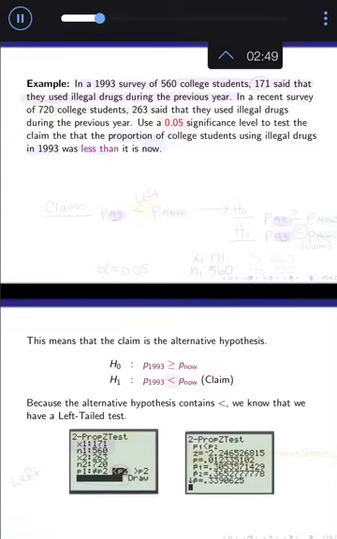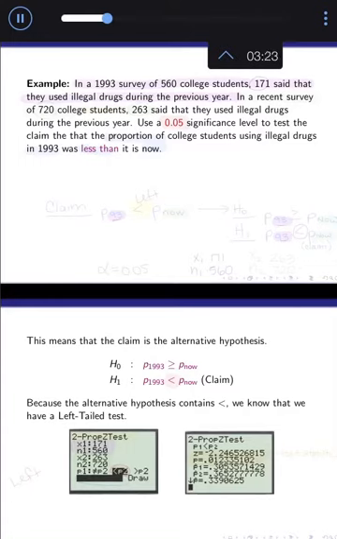Problem. In a 1993 survey of 560 college students, 171 said that they used illegal drugs during their previous year. In a recent survey of another 720 college students, 263 said that they used illegal drugs during the previous year. Use a 0.05 significance level to test the claim that the proportion of college students using illegal drugs in 1993 was less than it is now.